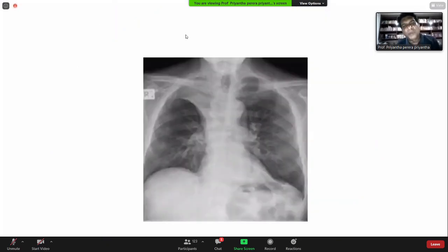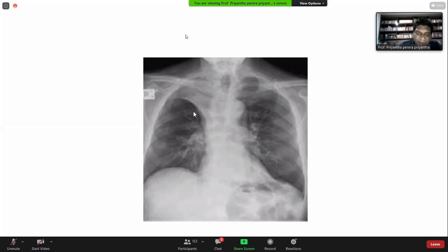Commonly, if you aspirate something lying down in the supine position, it is more likely to enter your right upper lobe. If you aspirate something in the erect position, you are more likely to end up in the right lower lobe. Because the most dependent part in the supine position is the right upper lobe. The most dependent part in the erect position is the right lower lobe. So a child lying down and feeding, if they aspirate, it is more likely to go into the right upper lobe. This is right upper lobe collapse.